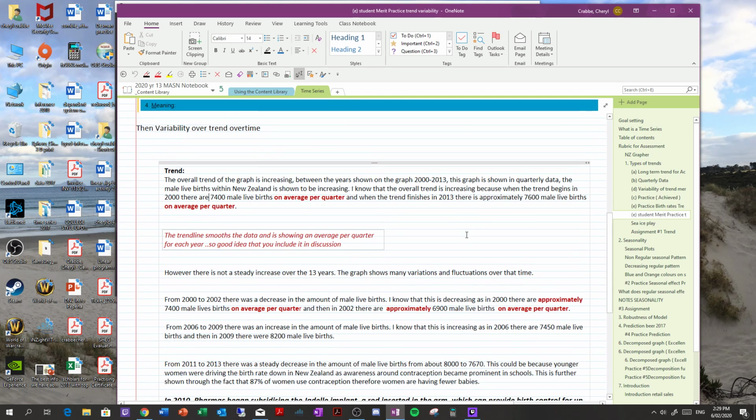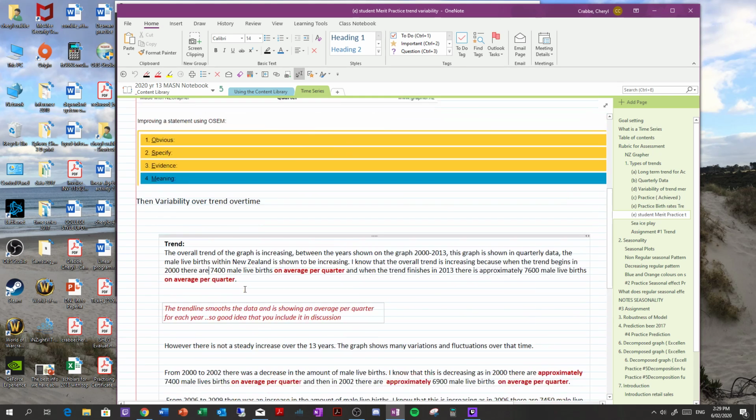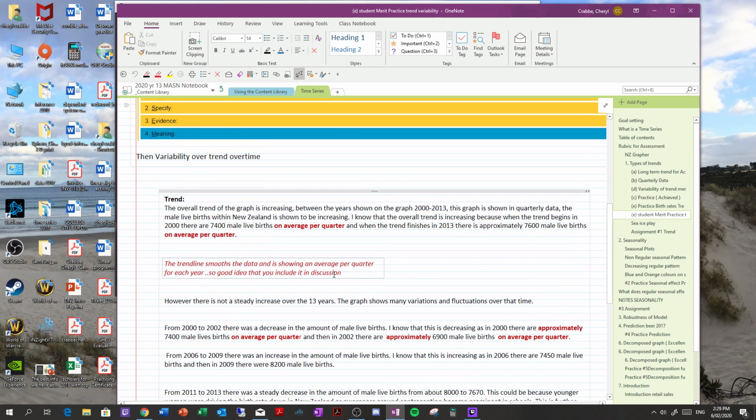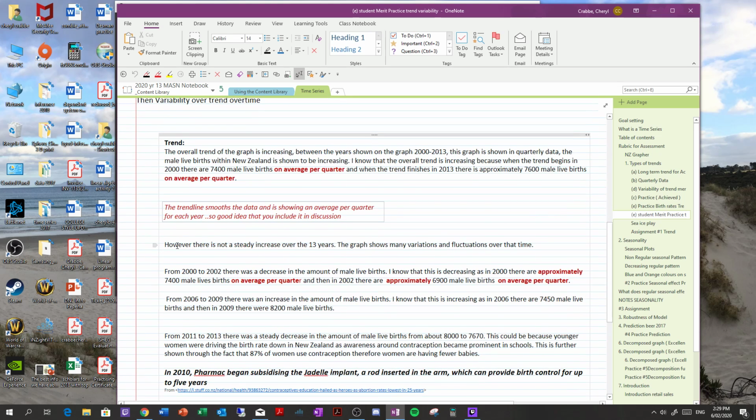Now, that's the achieved part. If you want to go to merit, then you would talk about the variability that happens, because this is not a steady straight line increase over the time. There's been some drops and then some increases and then some steady bits and then some increases again. It's not a consistent thing. There's a lot of change and variability and fluctuation. So you say that. However, there is not a steady increase over the 13 years.